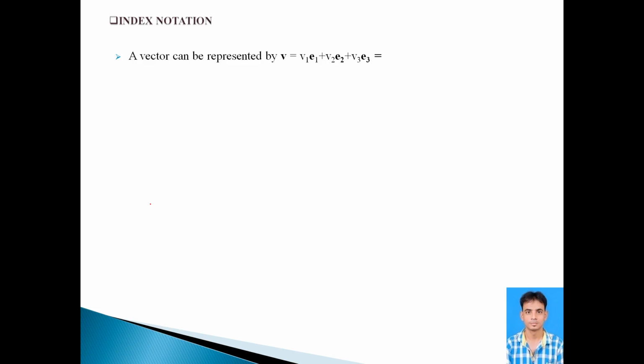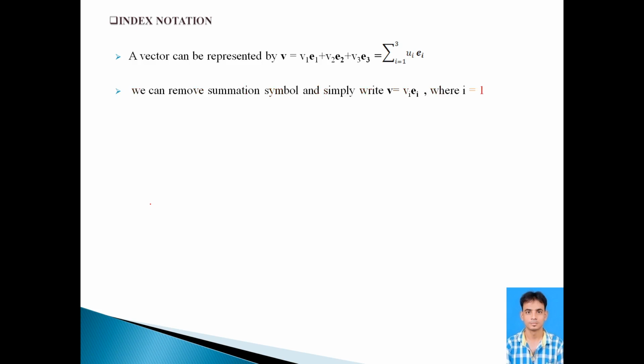So e1 is the unit vector along the x-axis, e2 is the unit vector along the y-axis, and e3 is the unit vector along the z-axis. So rather than using x, y, z, you basically use x1, x2, and x3. Now this can be represented in summation form, that is the summation over i equal to 1 to 3, that means i varies from 1 to 3, ui ei.